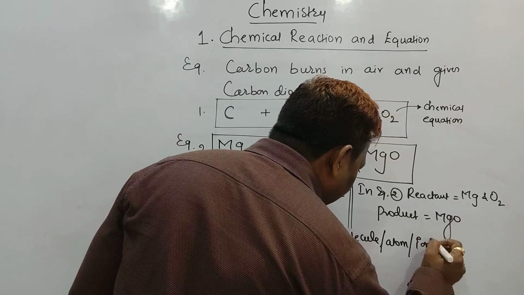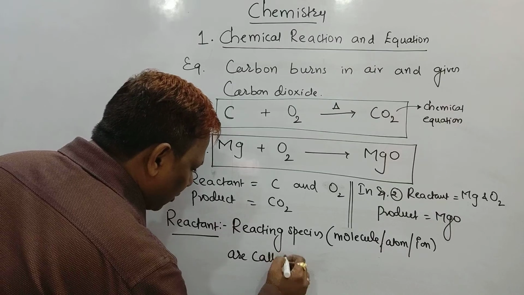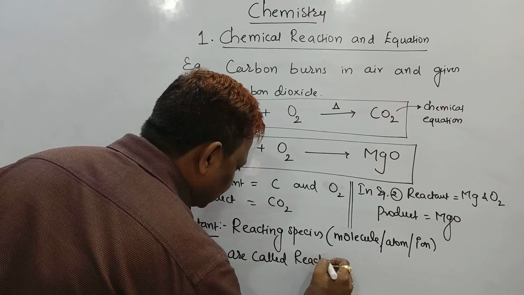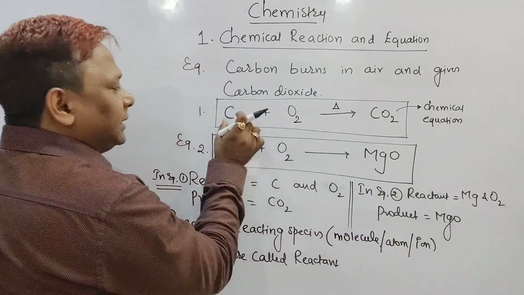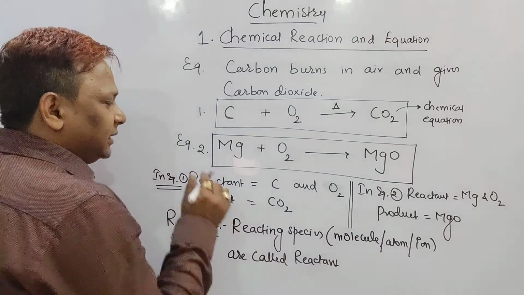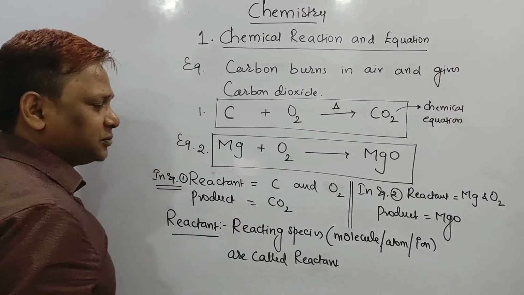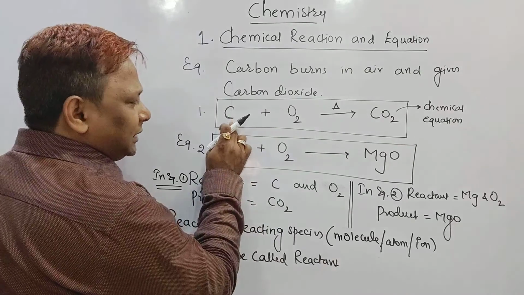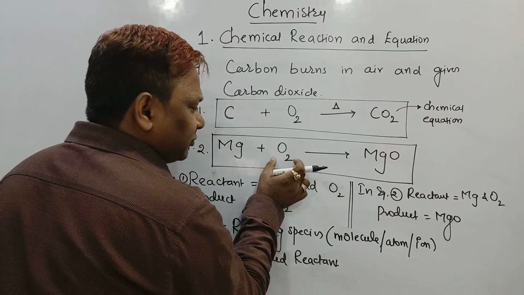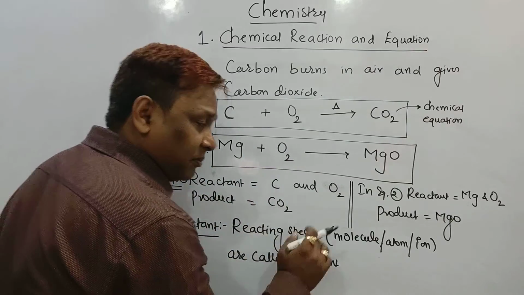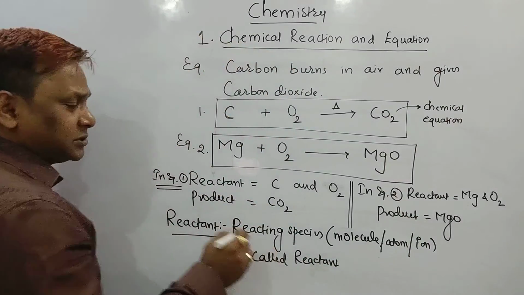I will show you where it will be. So these reacting species are called reactants. So beta, in example number 1, what are the reacting species? Carbon and oxygen are the reacting species. In example number 2, what are the reacting species? Magnesium and oxygen are the reacting species. Beta, in this one, carbon is what? Atom. Oxygen is what? Molecule. Here, what is that? Atom. Here this is what? Molecule. So a reactant species may be a molecule, it may be an atom, or it may be an ion. So that must be called a what?